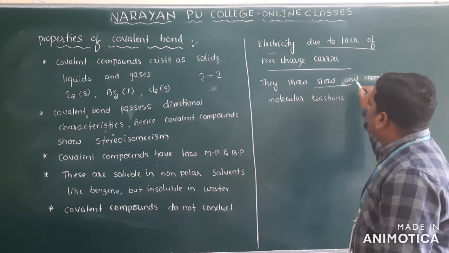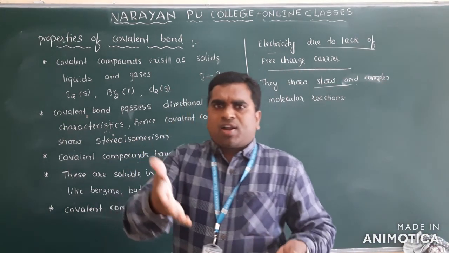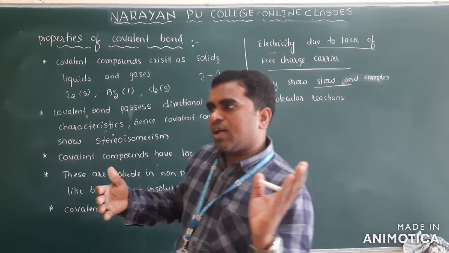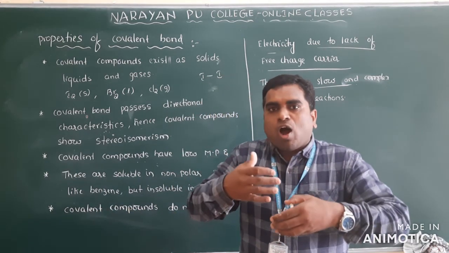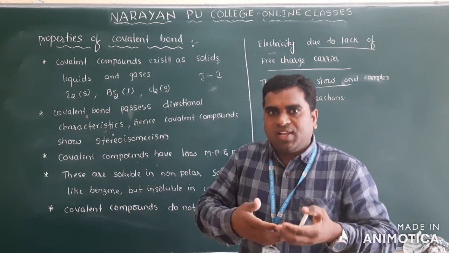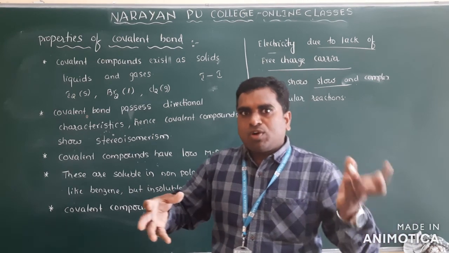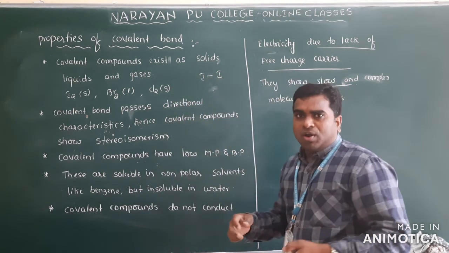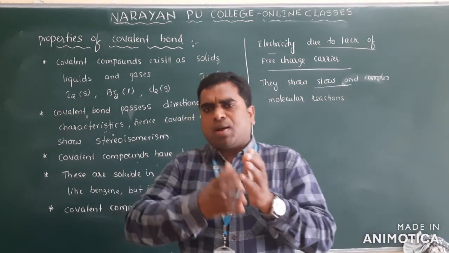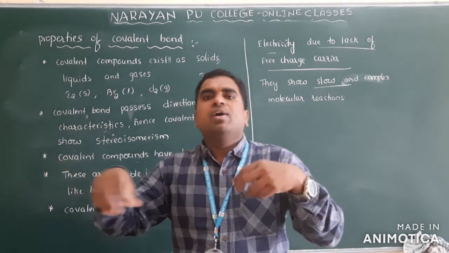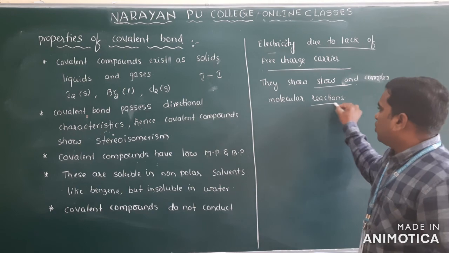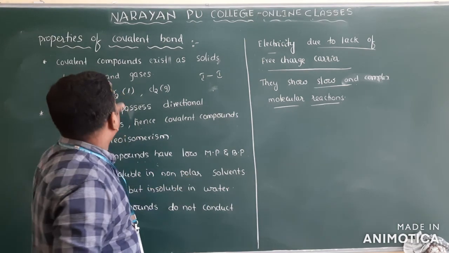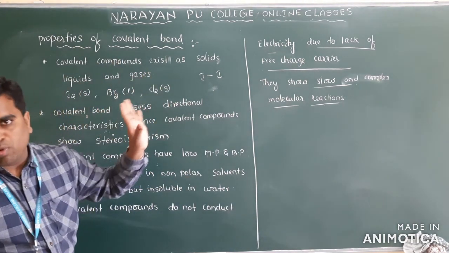Clear? So they show very slow reactions. Fast reactions mean the compound should be converted immediately into ions. If they convert immediately into ions, reactions are very fast. But a covalent bond takes much time or high temperature to completely convert into free ions. So that's why they show very slow and complex molecular reactions. So these are the properties of covalent compounds.